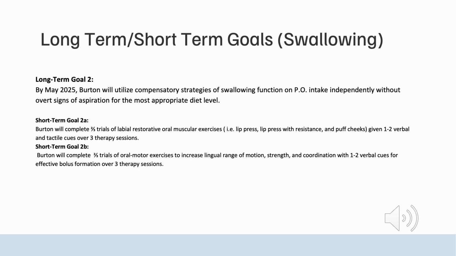And the next short-term goal we have for him is Burton will complete 2 out of 3 trials of oral motor exercises to increase lingual range of motion, strength, and coordination with 1 to 2 verbal cues for effective bolus formation over 3 therapy sessions. All of these goals should help overall improve Burton's swallowing abilities.